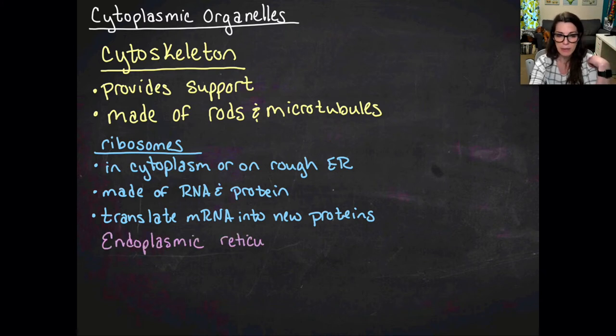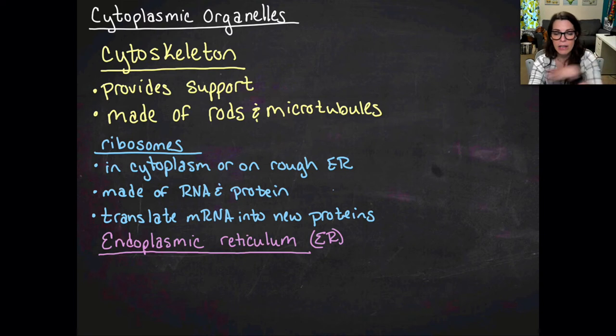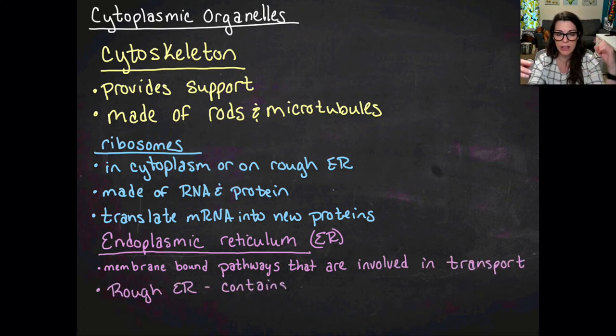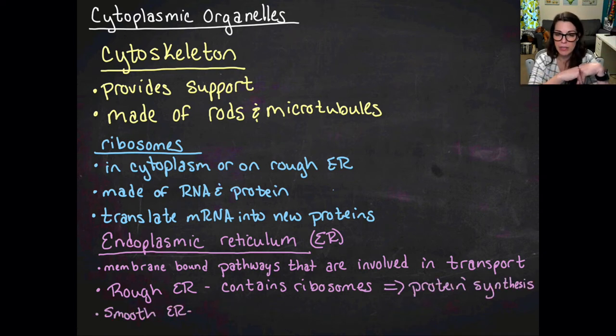And then the endoplasmic reticulum, since I just said it, the ER, the endoplasmic reticulum, it's a membrane-bound pathway. It's kind of like a flattened sac of membrane, and it's involved in transportation. And there's two types. There's rough ER, which I just said, and it contains ribosomes and is for protein synthesis.